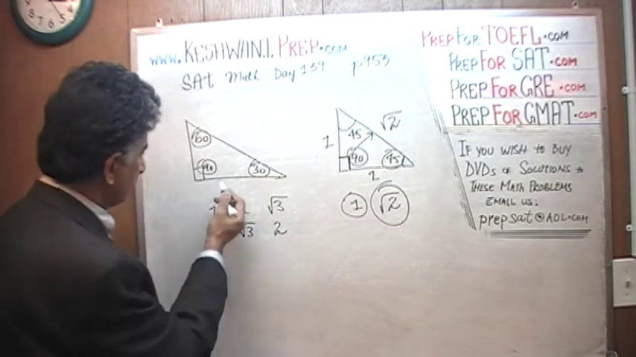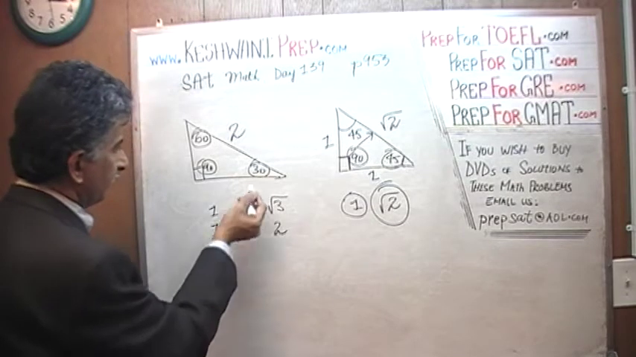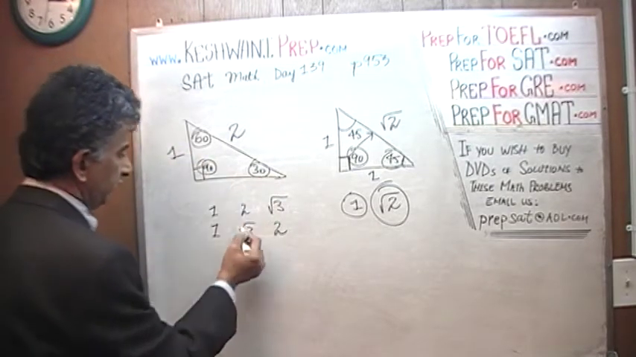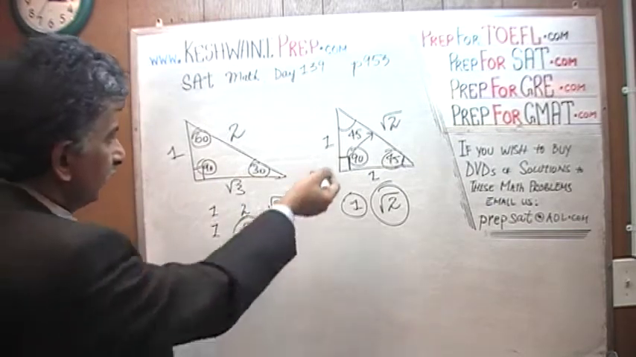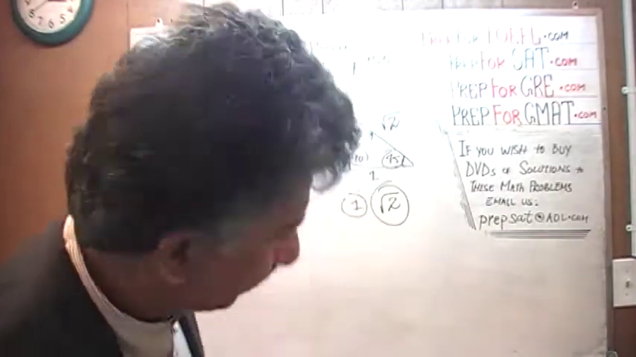2 faces the largest angle. The largest angle is 90, so that's 2. 1 faces the smallest angle. The smallest angle is 30, so it's 1. And 60 will be the one in the middle, which is root 3. There you go. There's your 30, 60, 90 triangle, and there is your 45, 45, 90 triangle. Next one.